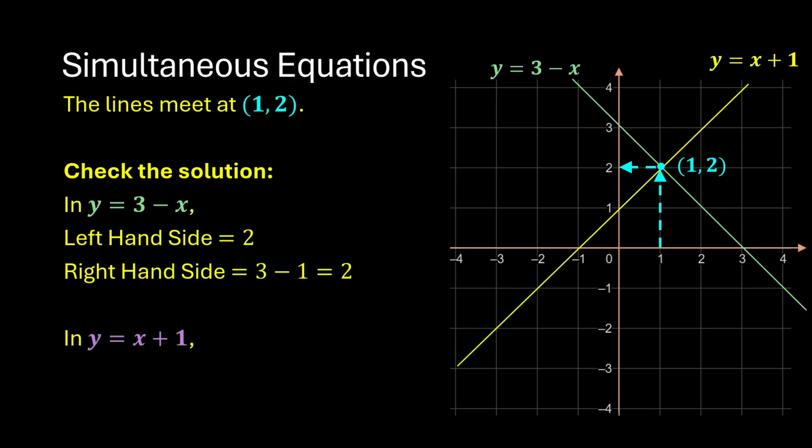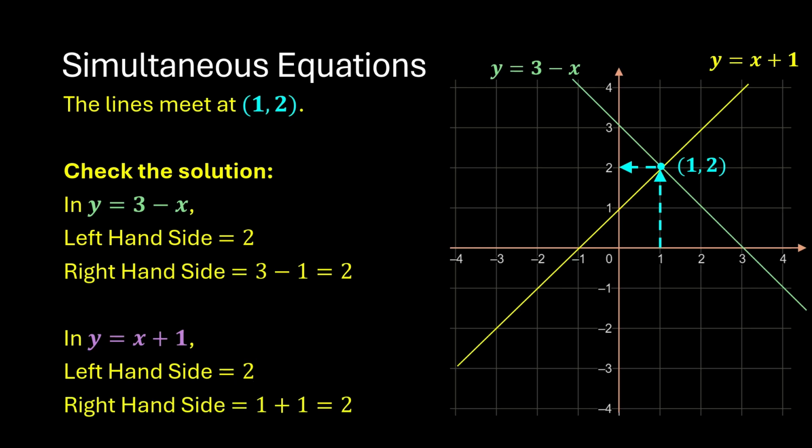In y equals x plus 1, the left-hand side equals 2. It's just the y value. And the right-hand side equals x plus 1, which is 1 plus 1, which also equals 2. And therefore, the point 1, 2 satisfies both of these equations.